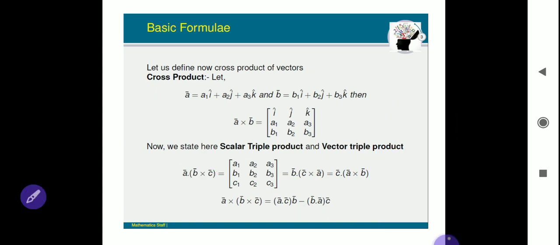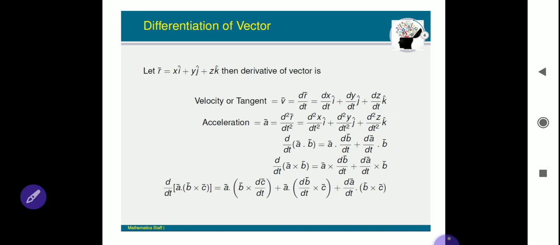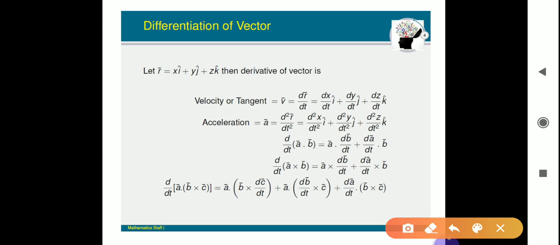Okay, next one is differentiation of vectors. This is very important. For differentiation of a vector, suppose r bar is equal to x i bar plus y j bar plus z k bar. So this is the position vector r bar, and this is very important. You remember this: r bar is x i bar plus y j bar plus z k bar.